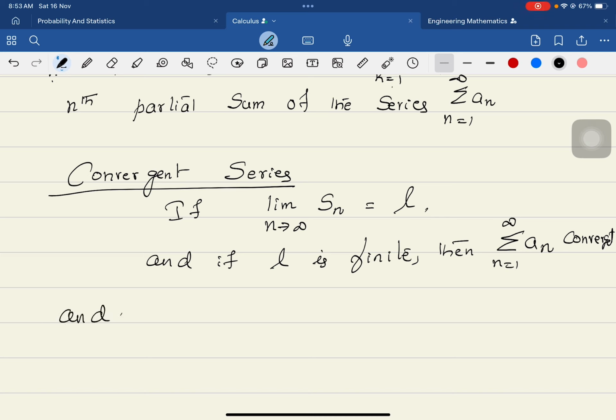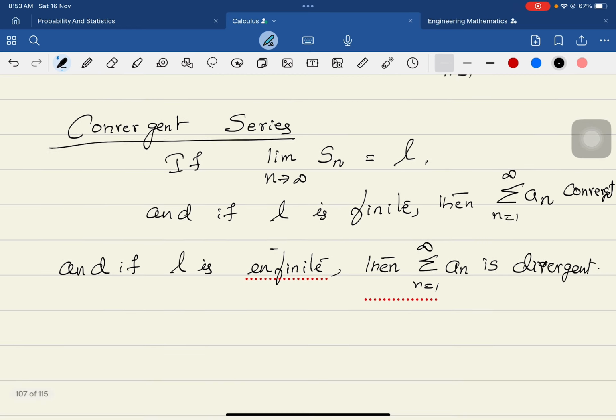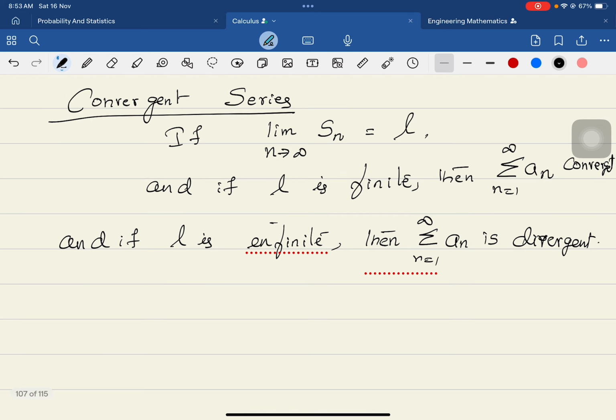And if this L is infinite, then the series summation n equal to 1 to infinity of an is divergent, when this goes to infinity. I hope you could understand. The series is convergent when the nth partial sum is finite.